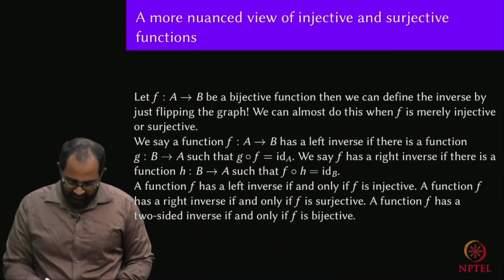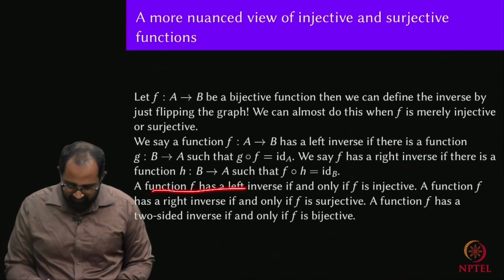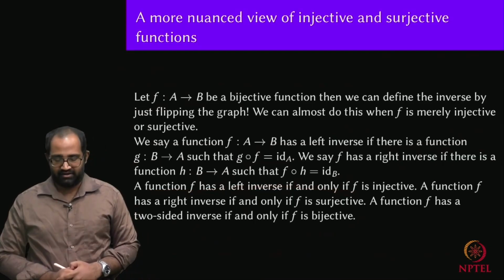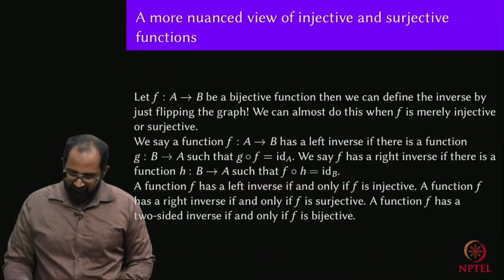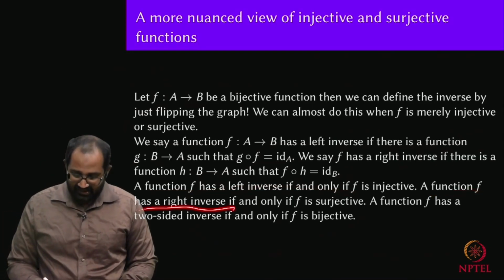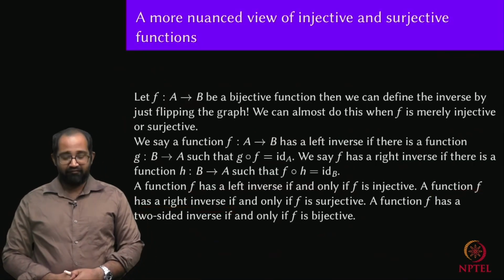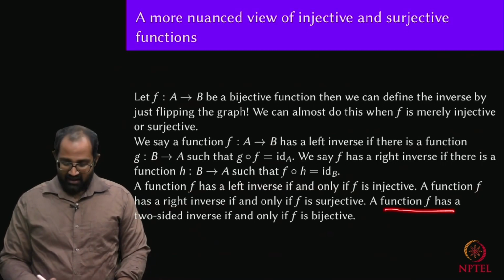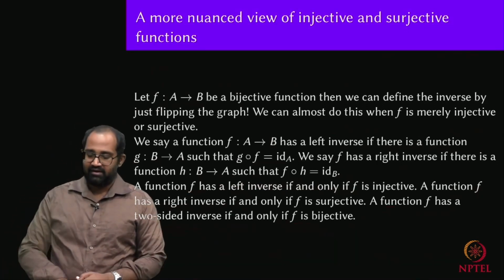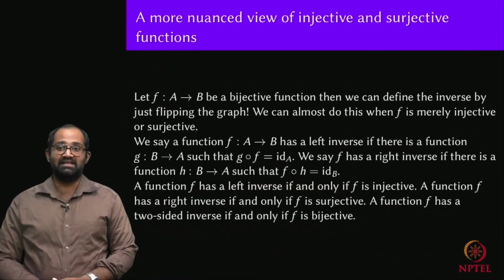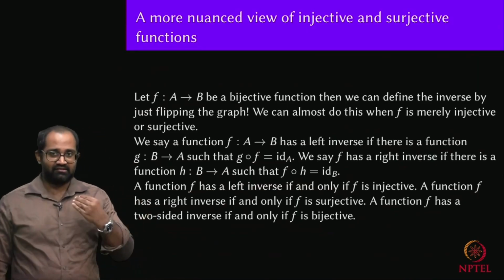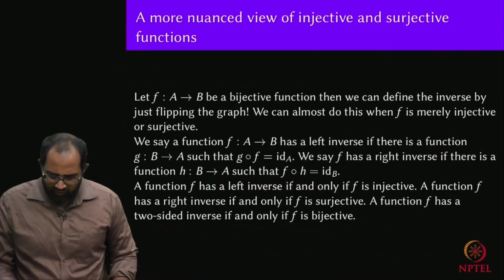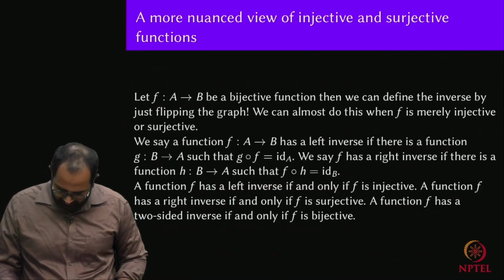A function f has a left inverse if and only if f is injective. A function f has a right inverse if and only if f is surjective. A function f has a two-sided inverse if and only if f is bijective. So, this is a somewhat more subtle way of looking at injective and surjective functions.